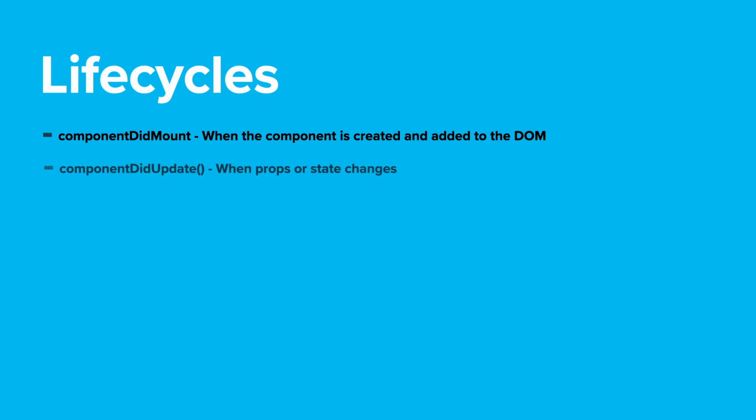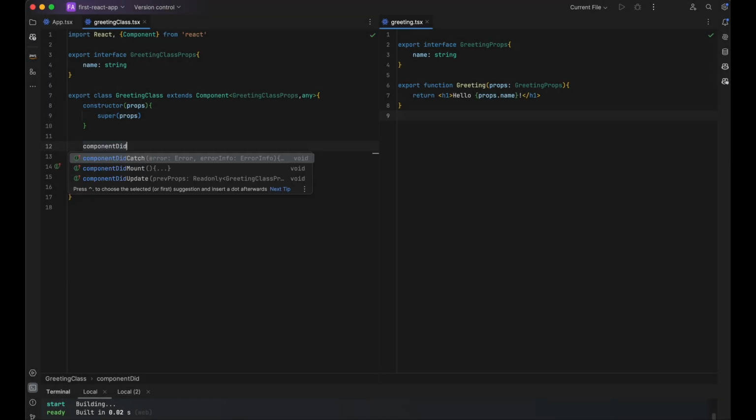One key difference between class and functional components is how they handle lifecycle methods. In class components, React provides methods that run at different stages of a component's life. These include mounting, when the component is created and added to the DOM. The componentDidMount method is used for things like fetching data from an API. Updating, when props or state change. The componentDidUpdate method runs every time the component updates. Unmounting, when the component is removed from the DOM. The componentWillUnmount method is used for cleanup, like removing event listeners.